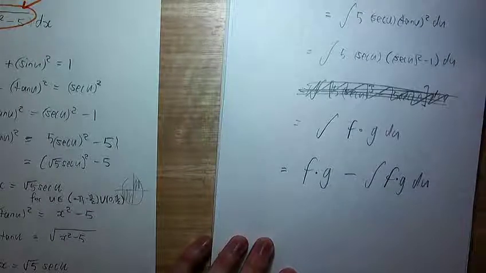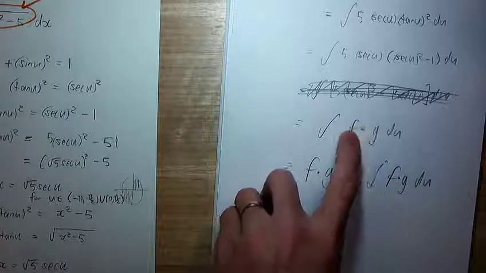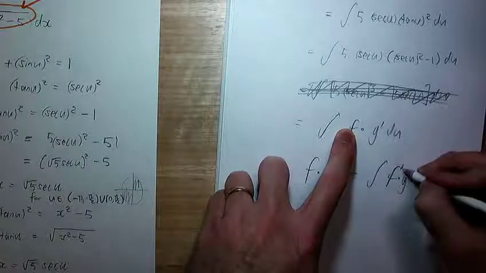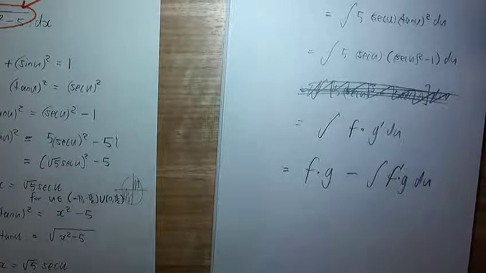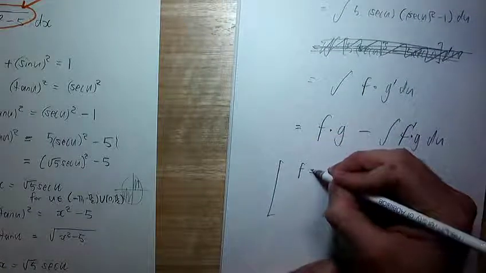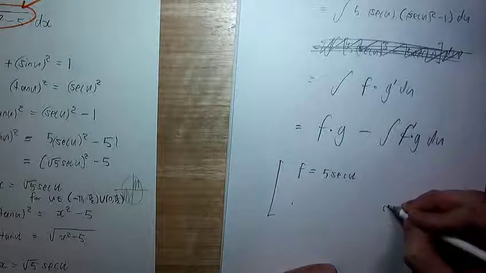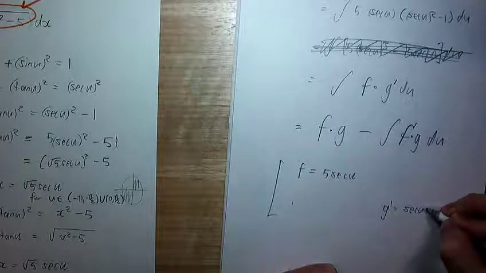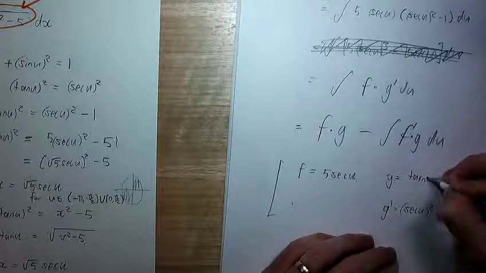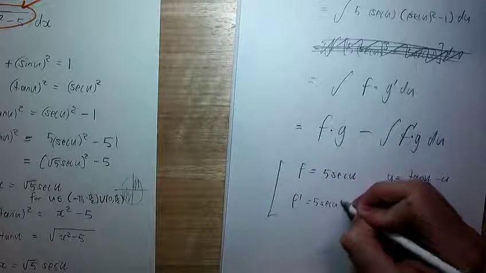And I need to integrate one of those things and differentiate the other. If this one had the dash, I'd have to integrate it, and I don't know how to integrate sec. So I'll put the dash on that one. Okay. So what we've got is f is 5 sec u, and g dashed is sec u squared minus 1. The integral of that is tan u minus u, and the derivative of that is 5 sec u tan u.